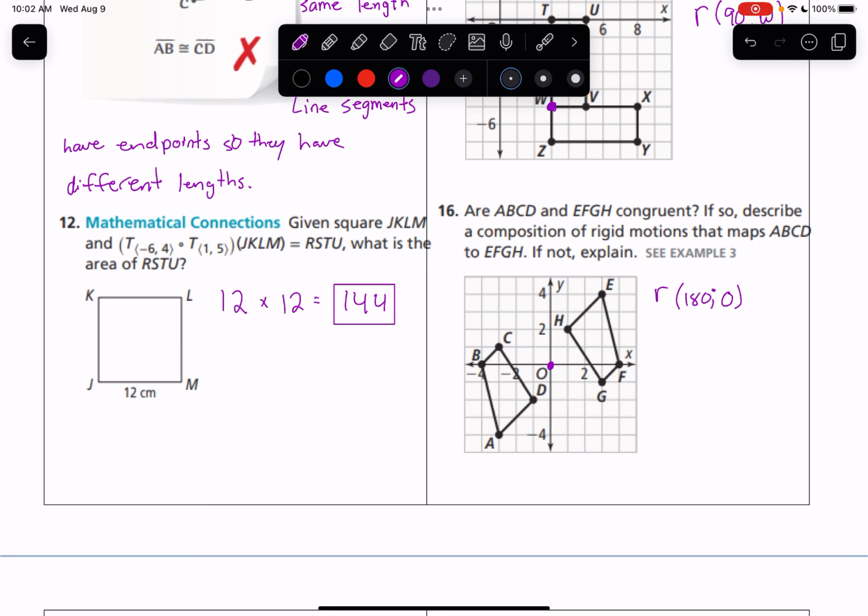Another option would be to reflect this over both axes. If I took this shape and reflected it over the x-axis and then reflected it over the y-axis, I would get the same shape as I have right here. So I could say that, or reflect over both axes. Okay.